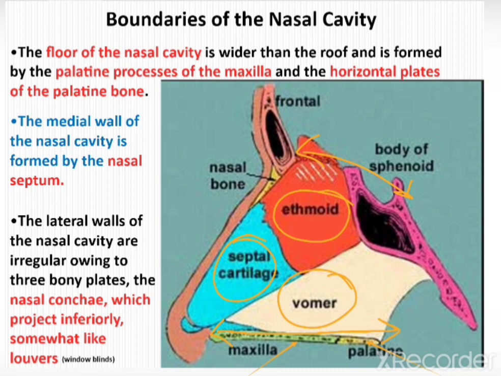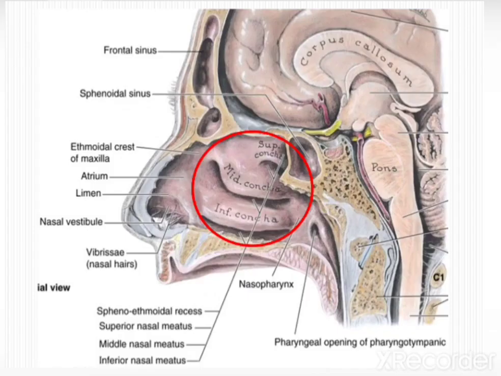The lateral walls of the nasal cavity are irregular because of the presence of three bony plates which are known as conchae. Conchae are called so because they look like shells. So this is the superior concha, middle concha, inferior concha. So there are a total of three conchae in the lateral wall of the nose.